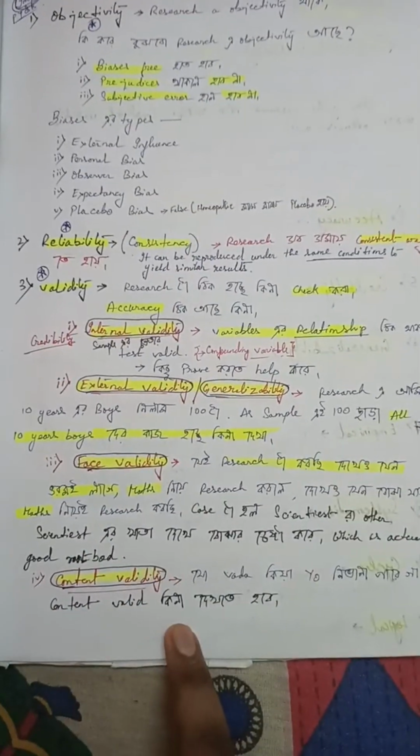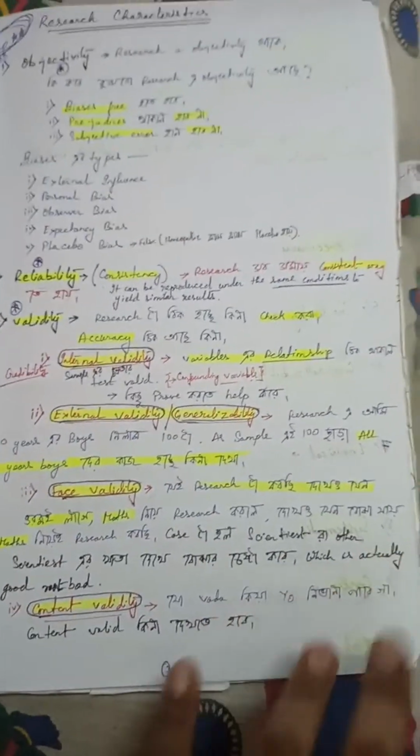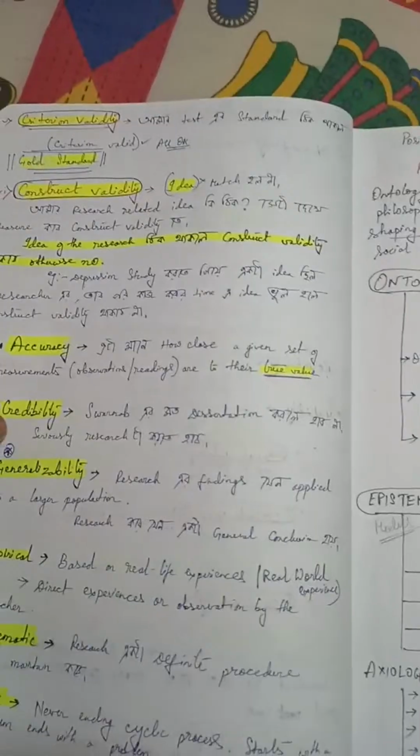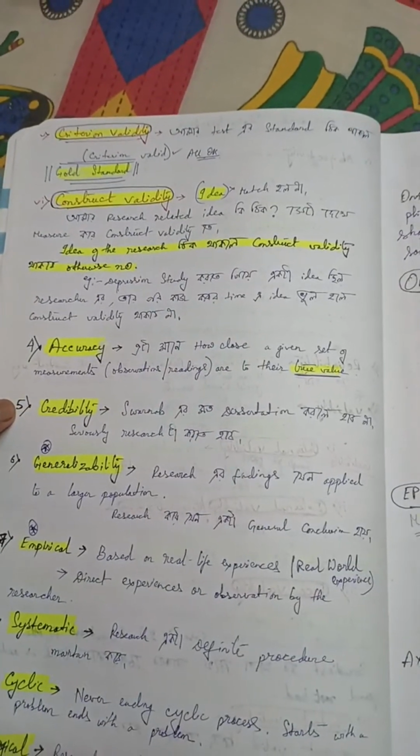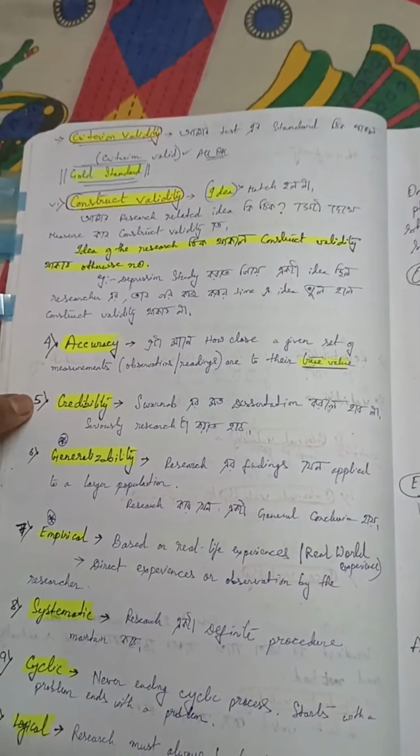What is content validity? Content validity means the promise made must be kept. What I promised to conduct while conducting my research, that must be true. Now criterion, all okay, gold standard, construct validity. That means idea, if the idea matches, it's construct valid. If it doesn't match, it's not valid.